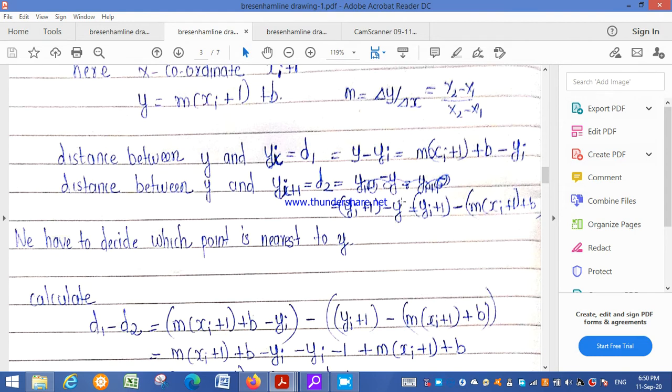Here also you are substituting in the d2. Instead of y you write it as m into xi plus 1 plus b. So you have to decide which point is nearest to y. That point will be selected as the next pixel location.